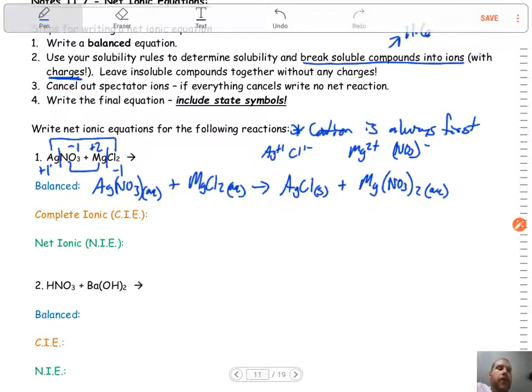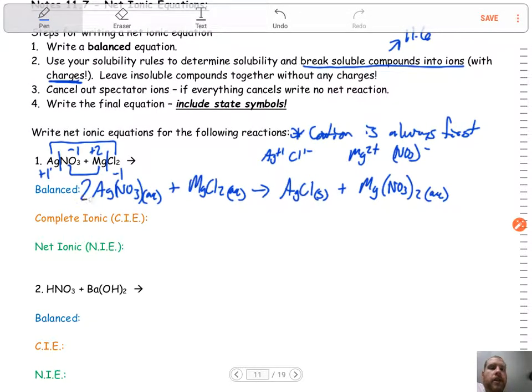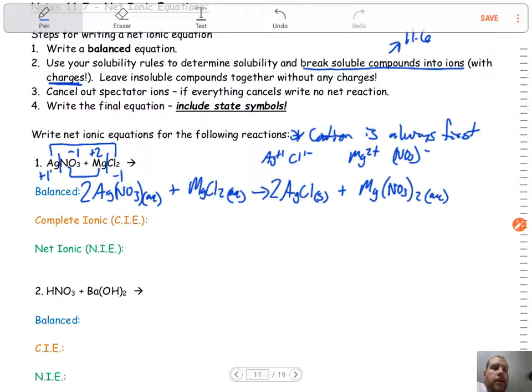So now I've gone through, I've predicted my products, which again should be a review. We've learned this already. Now I've got to make sure I have a balanced equation. So if I look and take it, I need to put a 2 here, and I need a 2 there. Okay, so that's step 1. We wrote our balanced equation. We also took part of step 2 and figured that out. We used our solubility rules. We already figured out, okay, which ones are my aqueous and which ones are solid or insoluble.